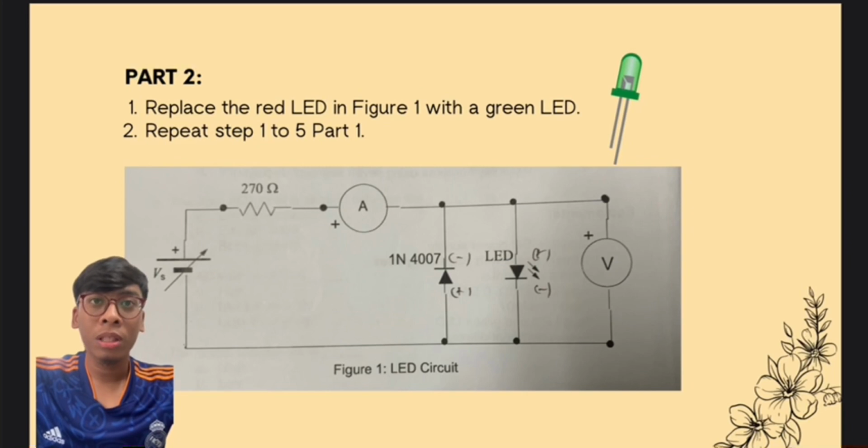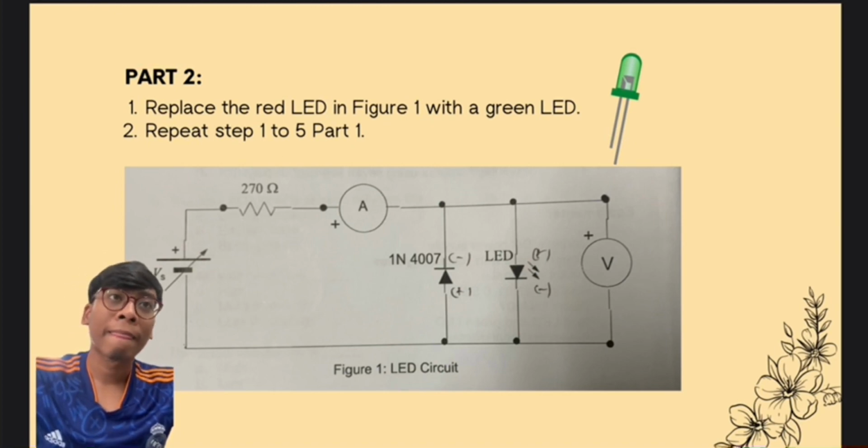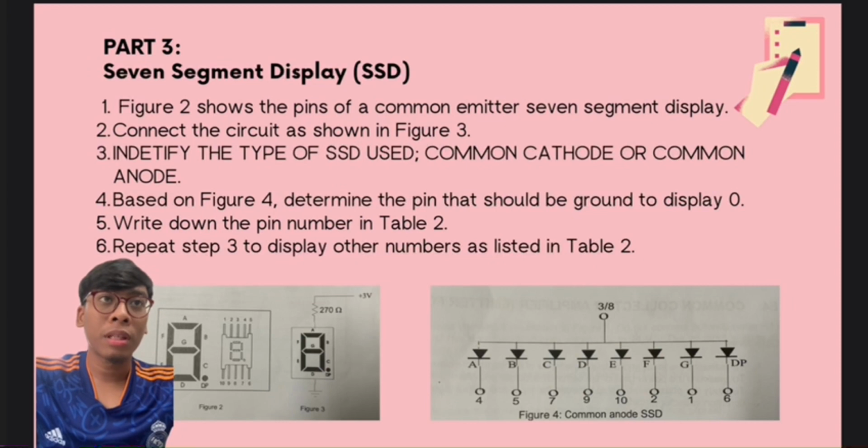For part 2, we just do the same steps as in the first part. We're just going to substitute the red LED with green LED. And lastly, in part 3, we have the 7-segment display. Figure 2 shows the pins of a common emitter 7-segment display.